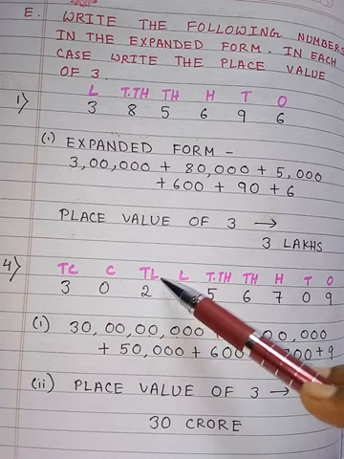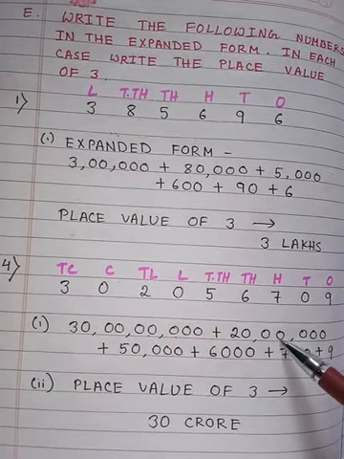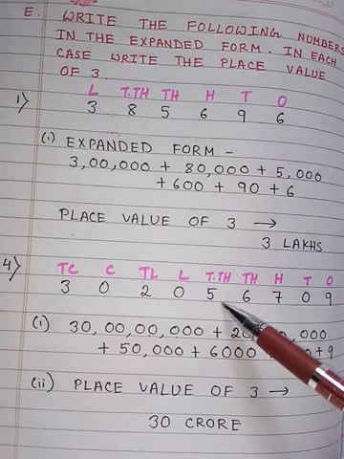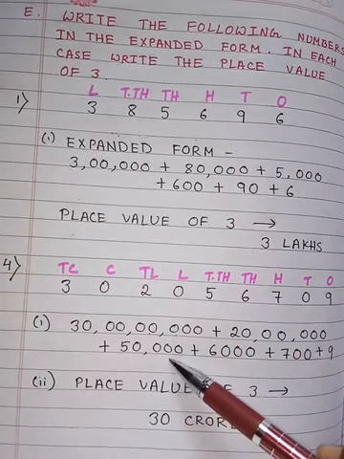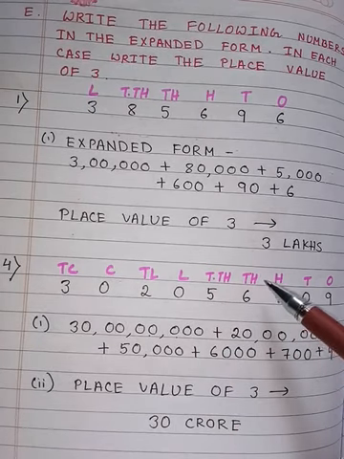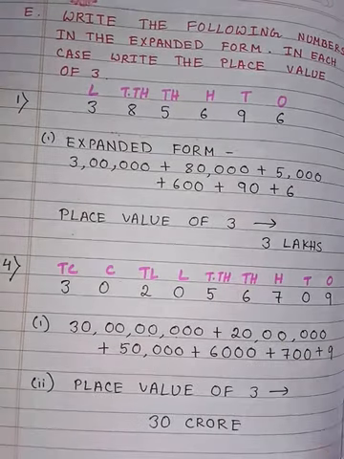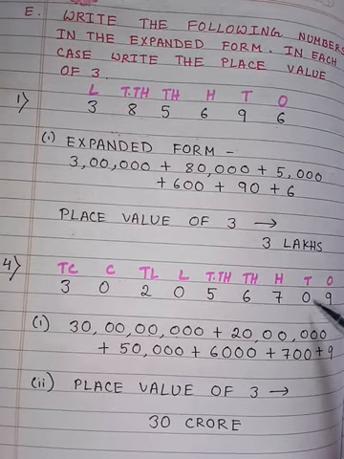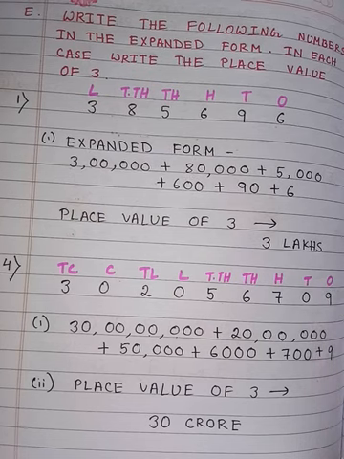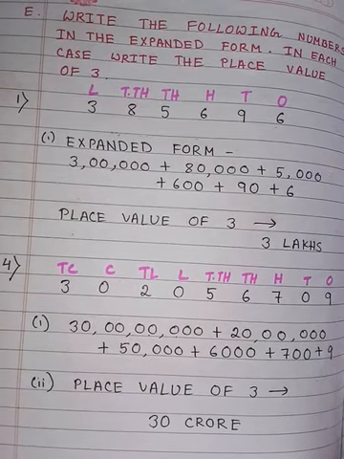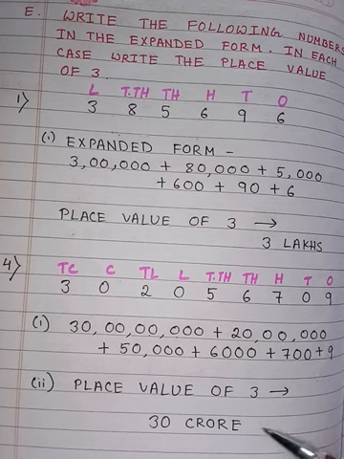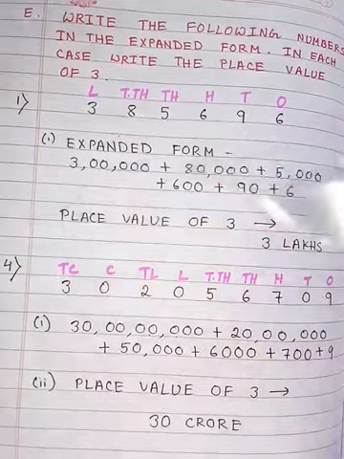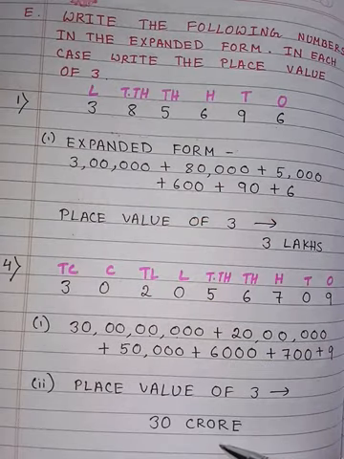Again 2 is in 10 lakhs place. Write down 20 lakhs. 0 is in lakhs, I am not writing anything. Next 5 is in 10,000, so it will be 50,000. 6 is in 1000, it is 6,000. 7 is in 100, so this is 700. 0 is in 10, so I am not writing anything. And 9 is in 1's place, so this is 9. Now what is the place value of 3? See, 3 is in 10 crore place, so the place value of 3 will be 30 crore.